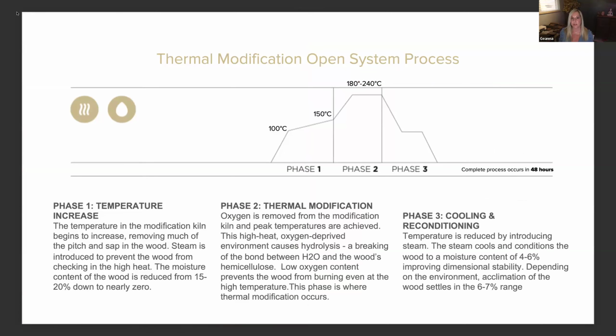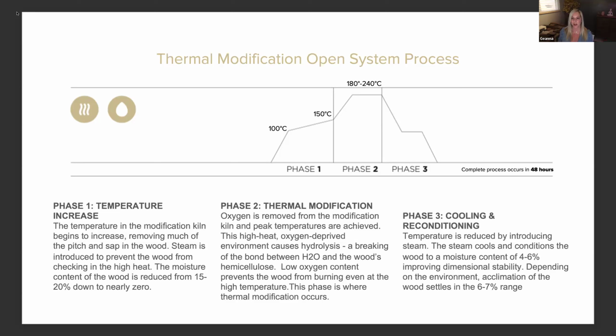Phase 3, which is probably the most important phase during the thermal modification, is the cooling down phase where you start to increase the steam back into the boards. You really want to make sure the boards are at that 5 to 6% moisture content, so when they acclimate, they only acclimate by 1%. So you're getting about a 6 to 7% moisture content. That's where you get your dimensional stability. That's where you get wood that doesn't cup, warp, move, expand, or contract.